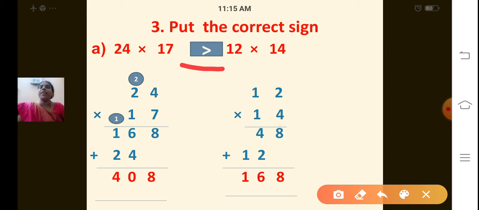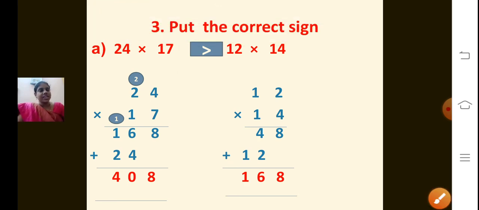So when you multiply 24 by 17, that is greater than 12 by 17. When you multiply 12 by 17, the answer is 168, that is less. So 408 is greater than 168. Write down: while comparing two numbers, first multiply and find out the product, and from that answer you can compare the numbers. Right, children? So first in this 24 into 17, I have multiplied 24 into 7. Write down the answer. Then 24 into 1. Write down the answer.